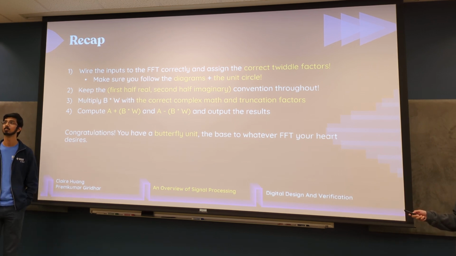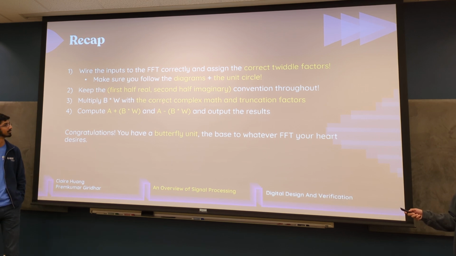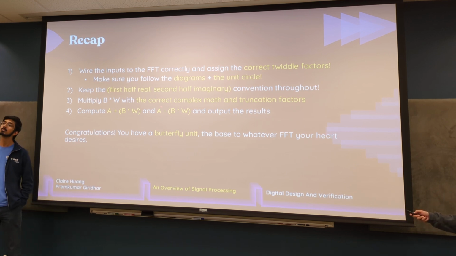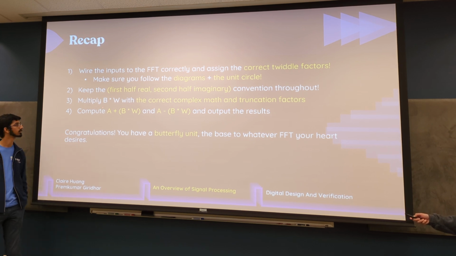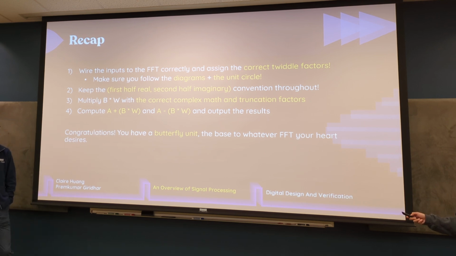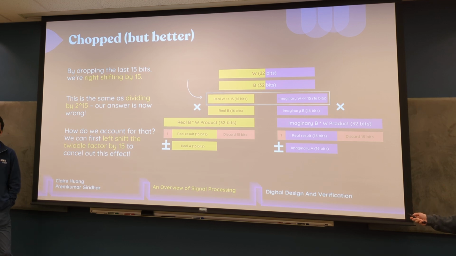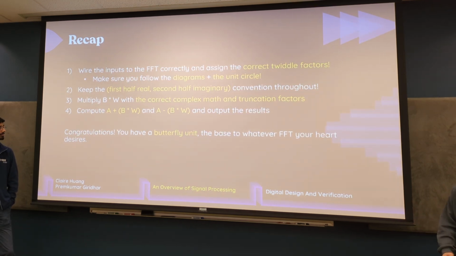Next, we're going to multiply B times W with the truncation. Remember how we said we need to left shift W, so make sure you're doing that. And then finally, our output results will be something like this, where A is our real number, and then we have our B times W, which is our imaginary. And that is what either goes on to the next stage or is your result. And congrats, that is what a butterfly unit is made of. This is a butterfly unit. And now you can make as many FFTs as you want. Yay.